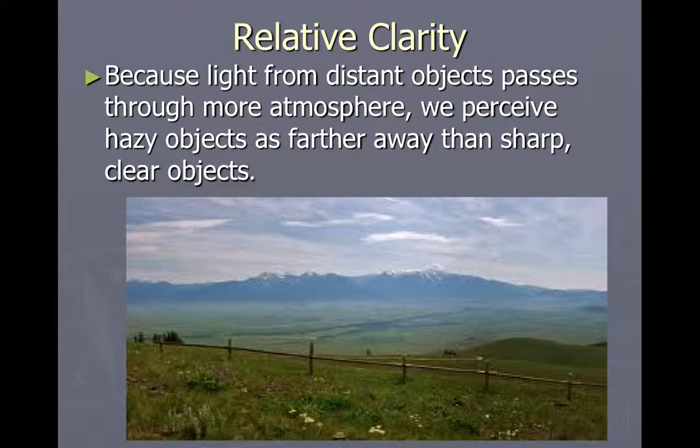In relative clarity, we know that light from distant objects passes through more atmosphere. So we perceive hazy objects as farther away than sharp, clear objects. So you can see in this illustration, the mountains in the back are way more hazy than the landscape right up in front of the fence. You can see more detail. And so we know that that is closer to us than the hazy fogginess. Sometimes you have this when you're driving as well, because the objects that are further away are hazy and not as detailed, where the closer up objects are sharp and clear.